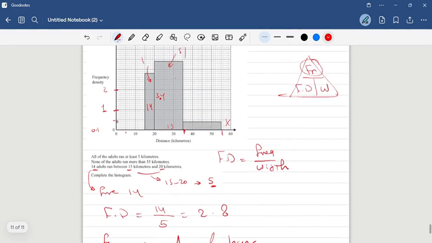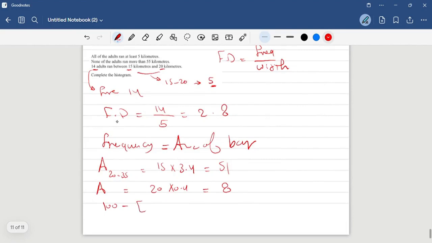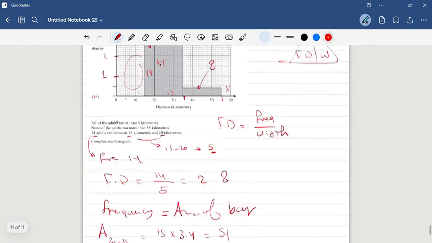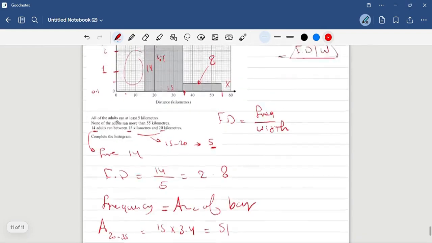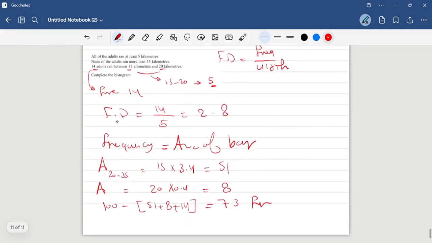This is represented by 14. This is represented by 8. Of course, I need to find how many will be here, which is smaller than 15. So it will be 100 minus 51 plus 8 plus 14, which equals 73, right? So this is the total, 73. How can I draw it in the histogram? Of course, I have the frequency and I have the width. It starts from 5 and ends at 15. So 5 to 15 is 10. So I'm searching for which would be what?